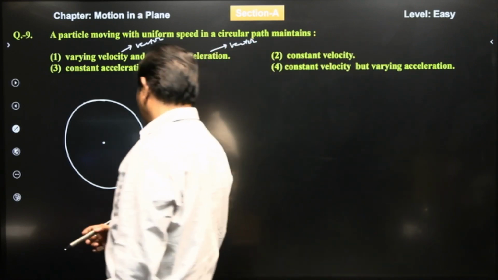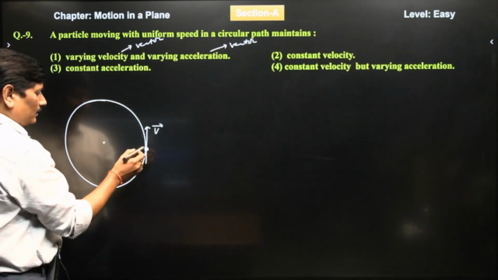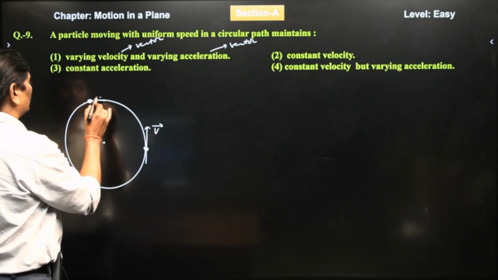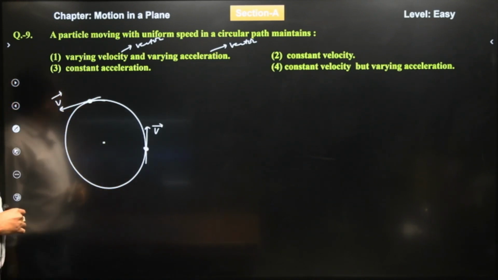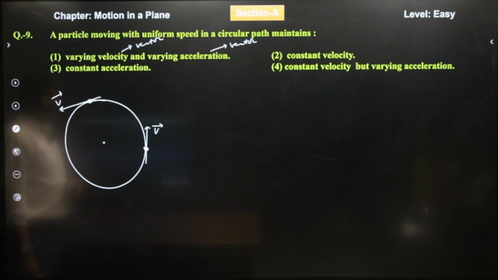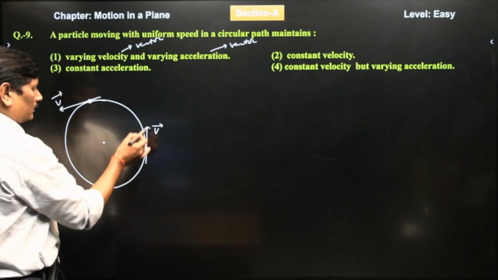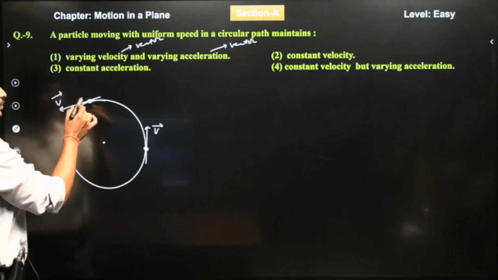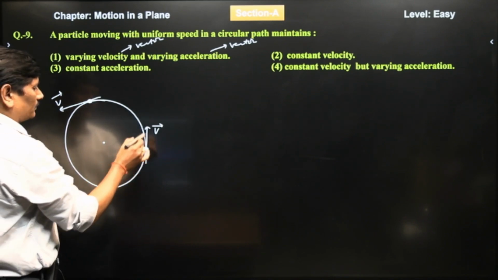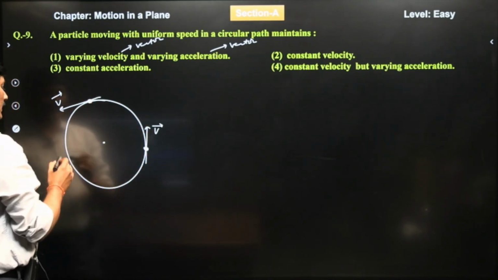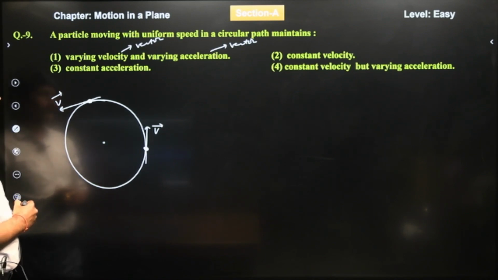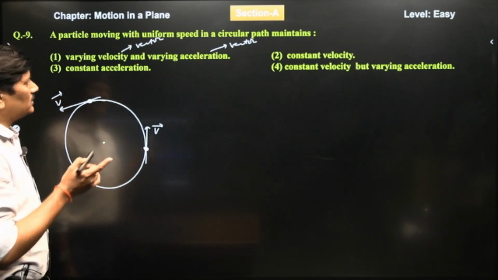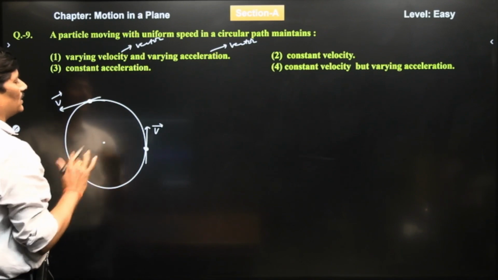Now see, while moving in the circle, at a moment when the particle is here, its velocity is like this. After some time, velocity will be like this, tangential, along the circumference of the circle. Here the magnitude of velocity and here the magnitude of velocity is the same, because it is moving with uniform speed. But the direction is changing from point to point. For a vector, even if the magnitude remains the same, when the direction changes, that quantity changes. So velocity is changing, velocity is not constant.